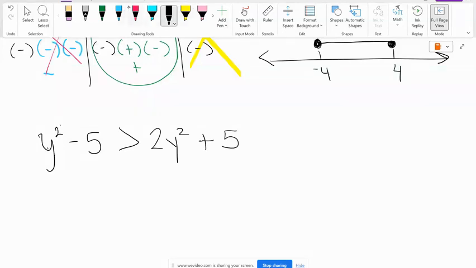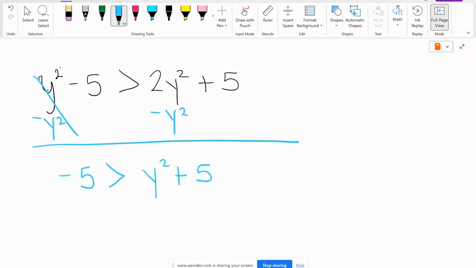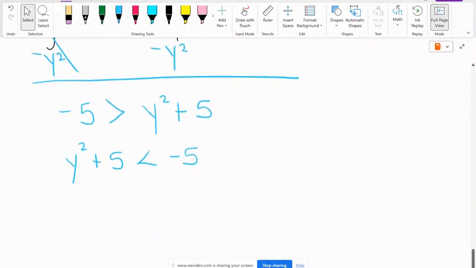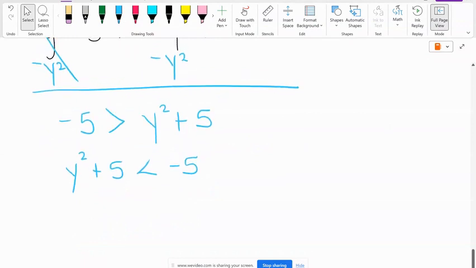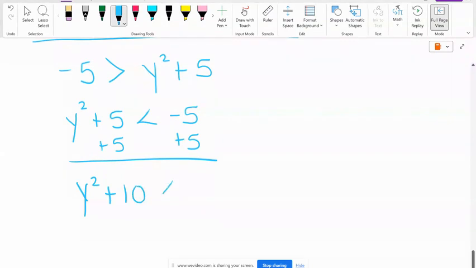Okay, so just thinking a little bit ahead right now, I'm going to subtract the y squareds. So I'm going to have -5 is greater than y squared plus 5, or you could look at it as y squared plus 5 is less than -5. I see a red flag right now, but let's say you didn't. What would we do now? Wouldn't we bring over that 5? So then you'd have y squared plus 10 is less than 0.